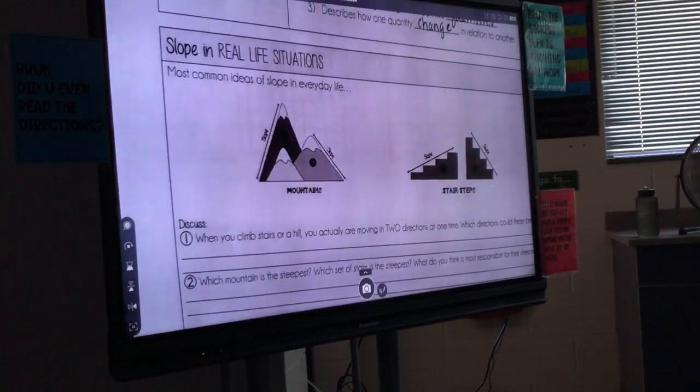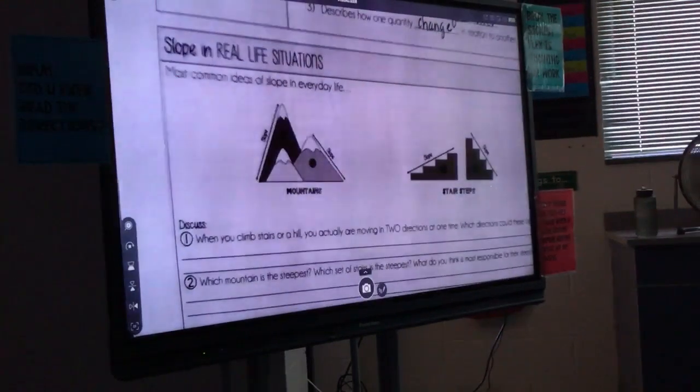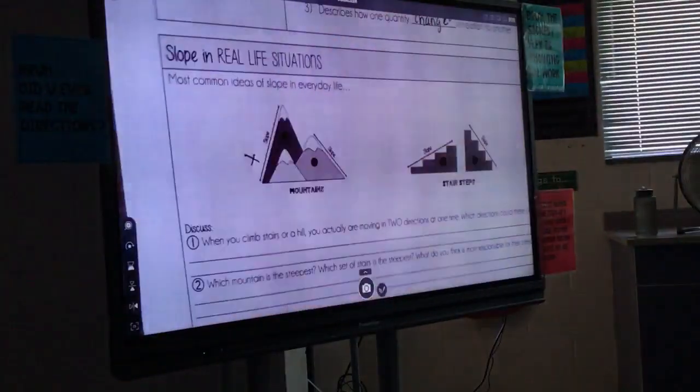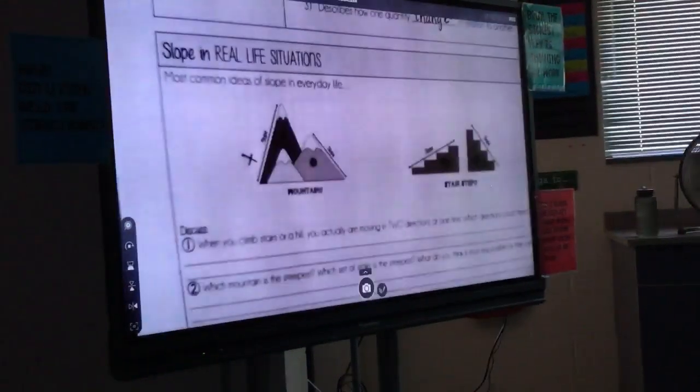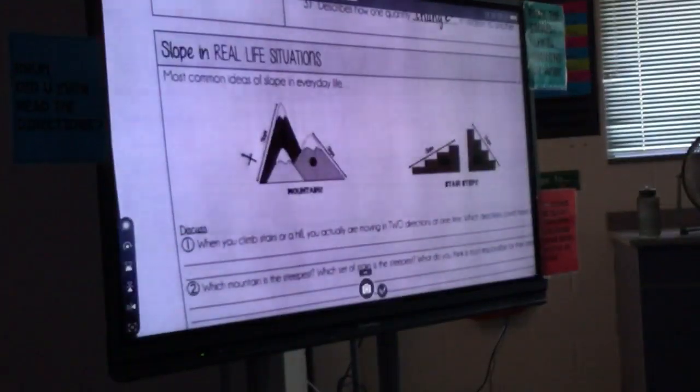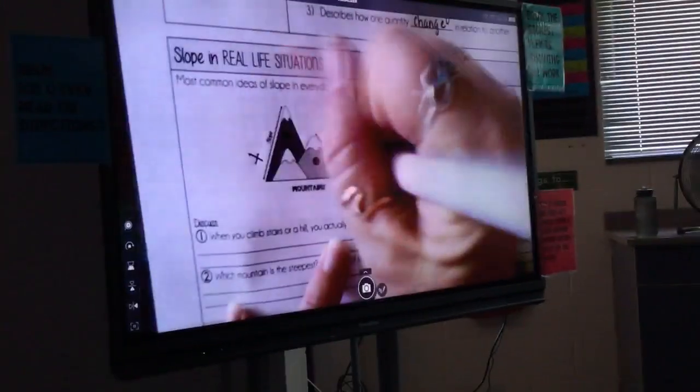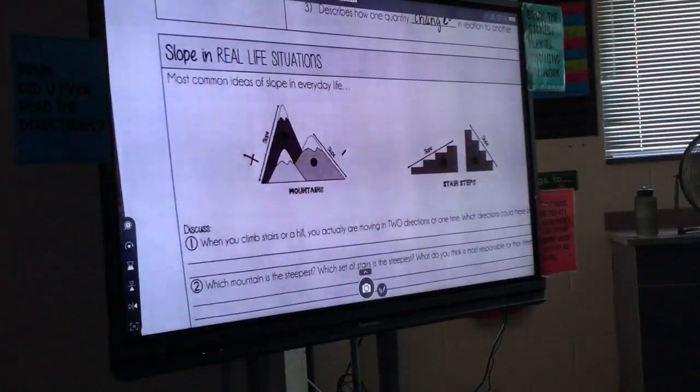So, in a real life situation, something that can apply to your rise and run is a mountain. Remember, when you go up, it's positive because why? It's increasing. And then when it's going down, we know it's negative. Negative, because it's the opposite of positive. Technically, yes. All right, and then stairs are also an example of this as well.